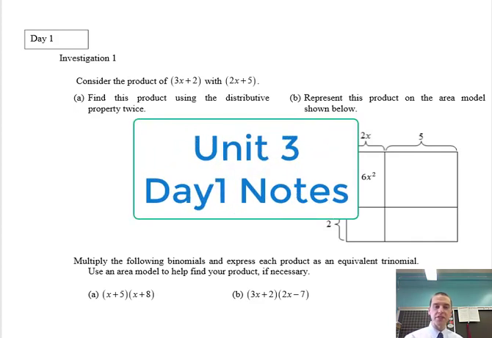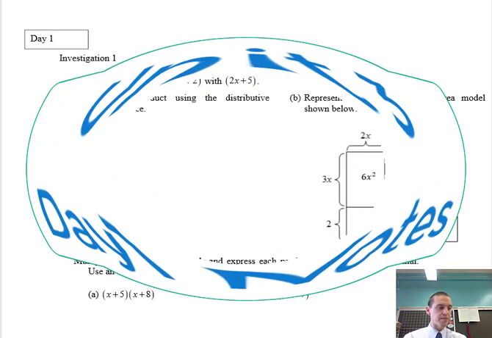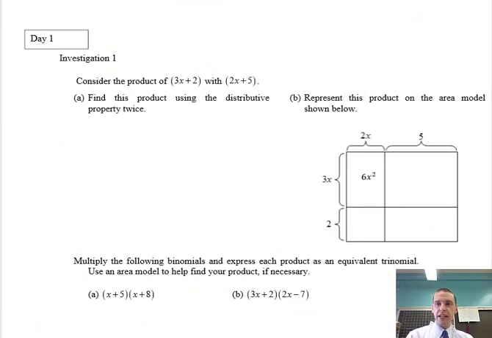We're on to Unit 3, Radicals and Rational Expressions. So we're going to get right into it. Consider the product of 3x plus 2 and 2x plus 5. We can use the area model. There's really addition signs in here.